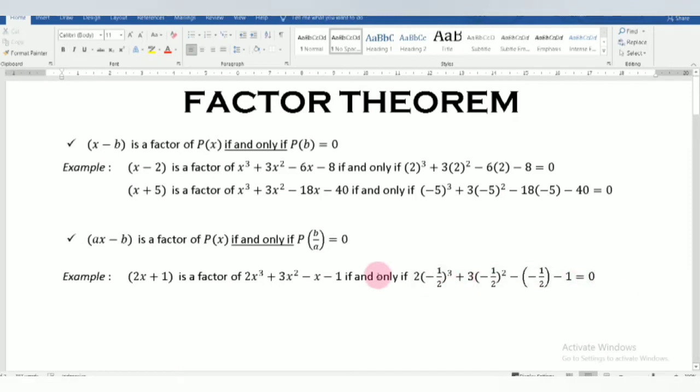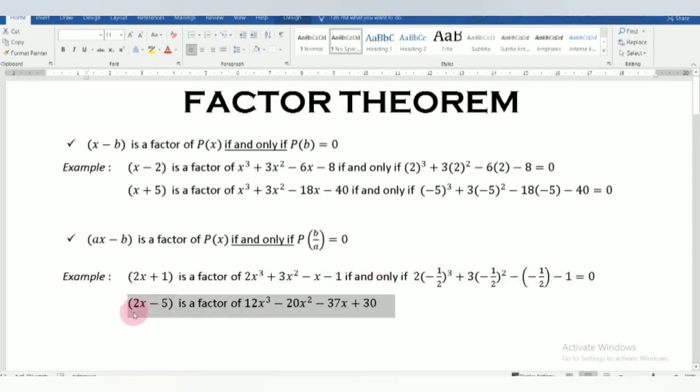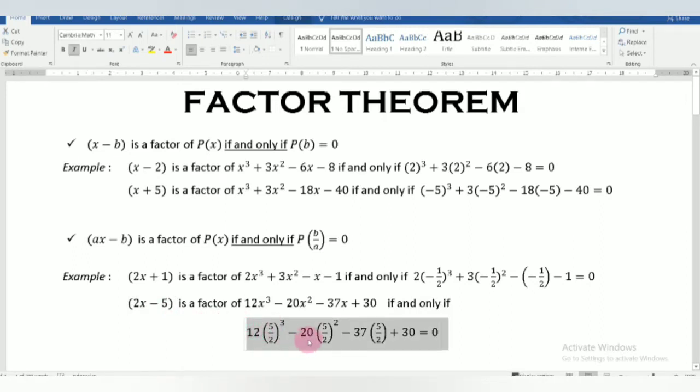Okay, and another example, 2x minus 5 is a factor of this polynomial if and only if when I replace x by the zero of this factor, which is 5 over 2, the value is 0. You can calculate it by yourself, and you can use a calculator, it will be 0. Okay, these are the definitions.